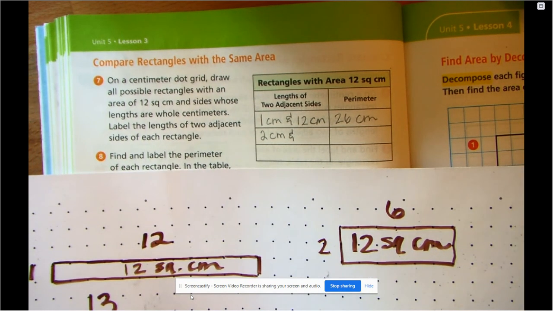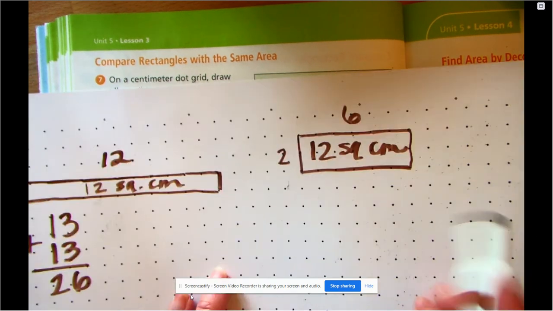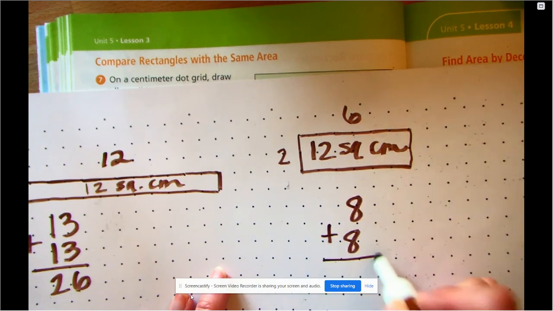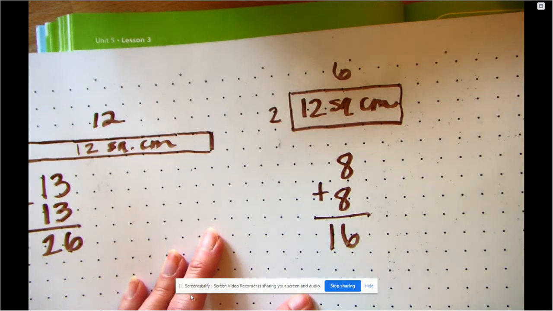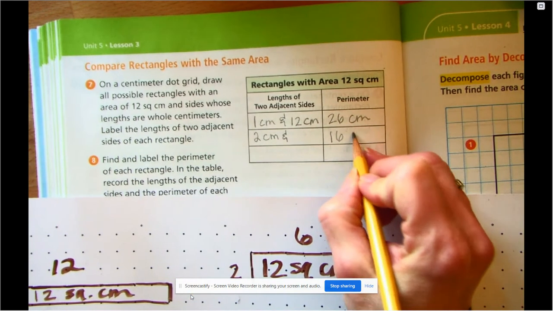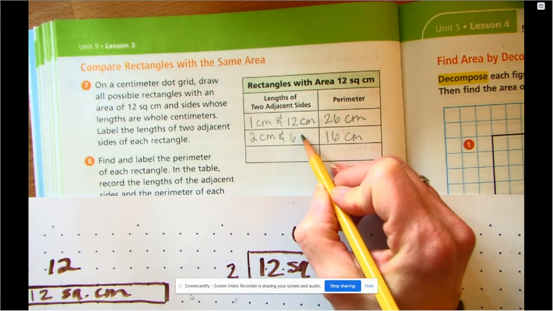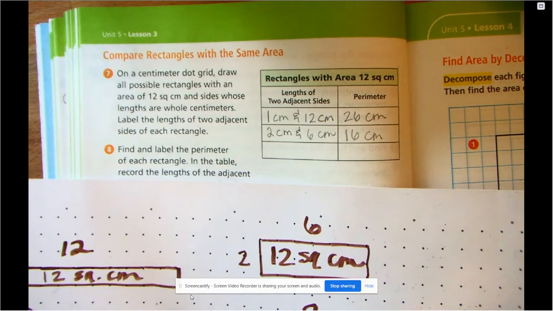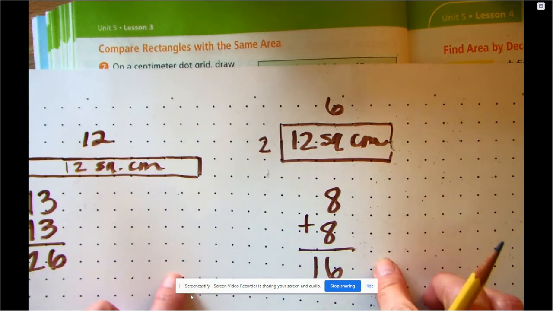Right. But around the outside, my perimeter is going to be different. 6 plus 2. Remember, I have to add my perimeter. 6 plus 2 is 8. So I'm going to double that. 8 plus 8 more. If you know your doubles, you know that that's 16. So this shape has a perimeter of 16, but it still has the area of 12. So different shapes, same on the inside, very different on the outside.